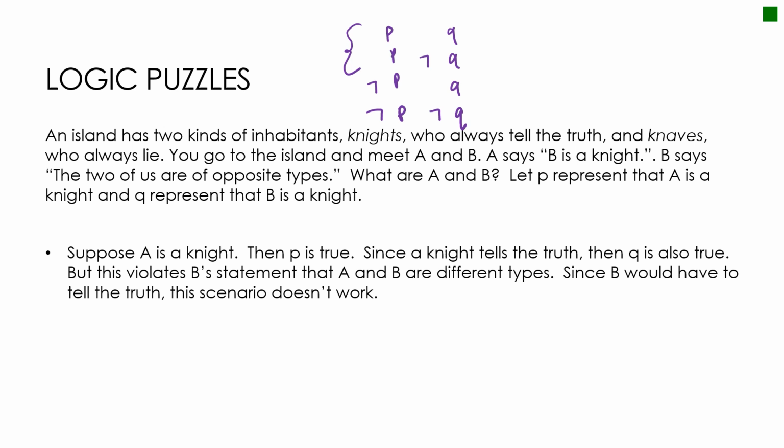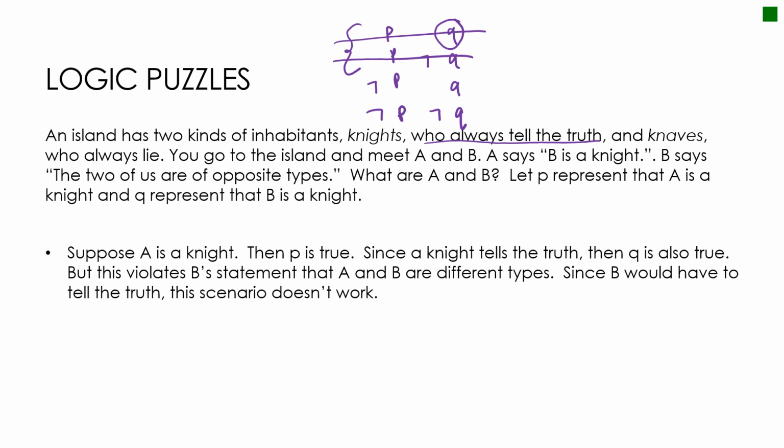The tricky part here is that because A is a knight, A is telling the truth, and A told us that B is a knight. So that means B must be a knight. But B said A and B are of different types, and if this guy is also a knight, he had to have been telling the truth, and so there's something wrong. The logic doesn't work. So it is not possible. Either of those scenarios are not possible.